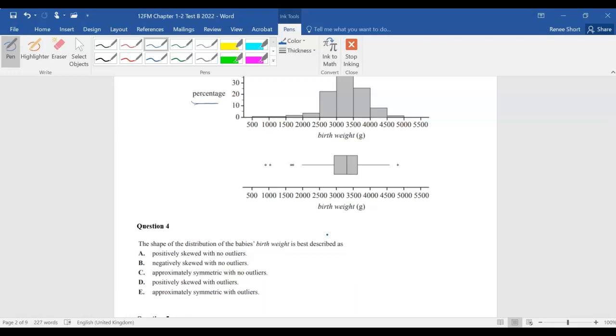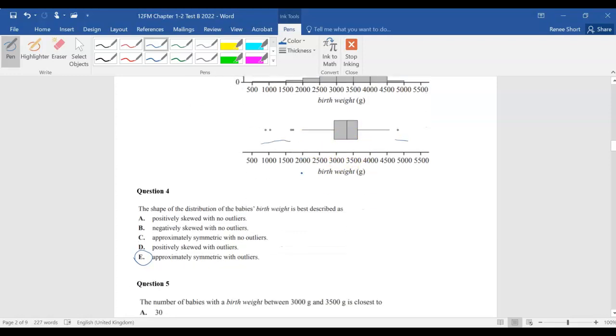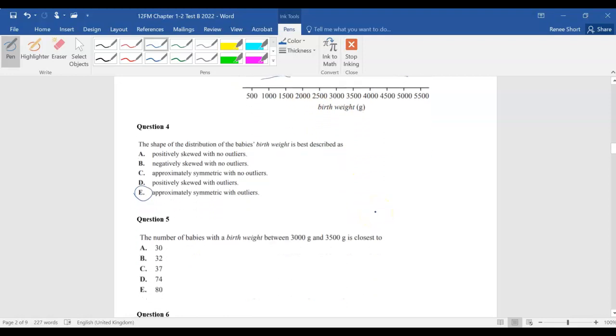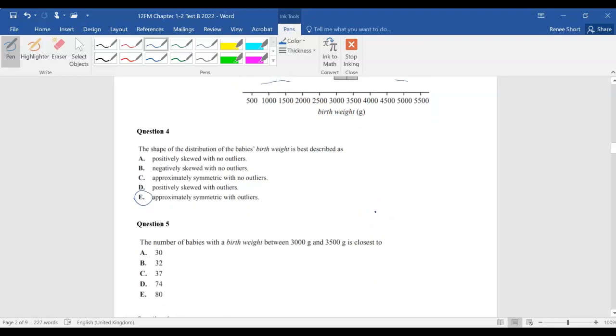We actually answered this one really well. The answer is E here, that it is approximately symmetric with outliers. So we know these little dots on the end represent outlier data, and we can see that the size of the box and the whiskers do look pretty similar in the middle there. Question 5 unstuck us a little bit just from reading the question.